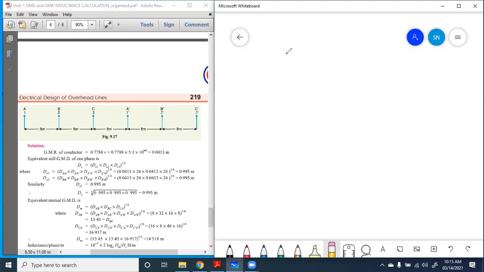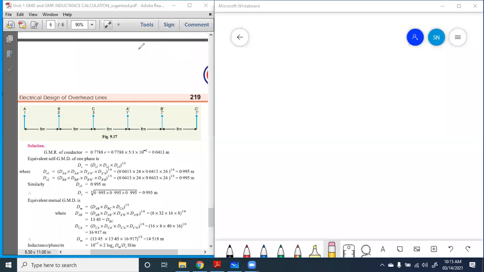Suppose we need to calculate the distance between phase A to A dash. There is no need for Pythagoras or any mathematical step, just simple calculation: 8, 8, 8, 24. Similarly, the distance between conductors A dash and C dash is 16. Distance between conductors B and C is 8 meter. Distance between conductors B and A dash is 16 meter. So this type of numerical is very simple compared with the previous case.